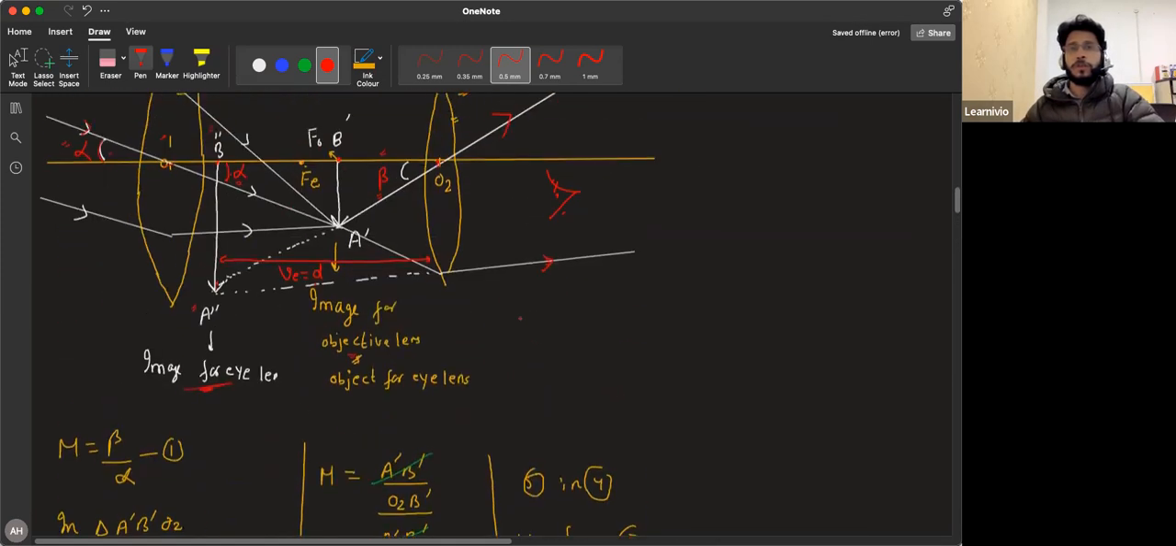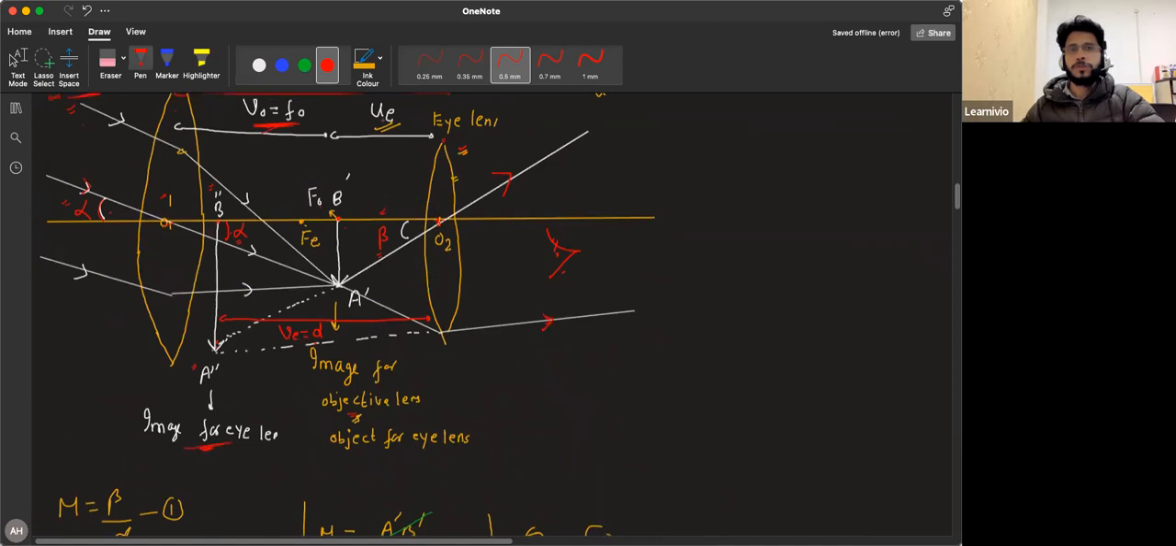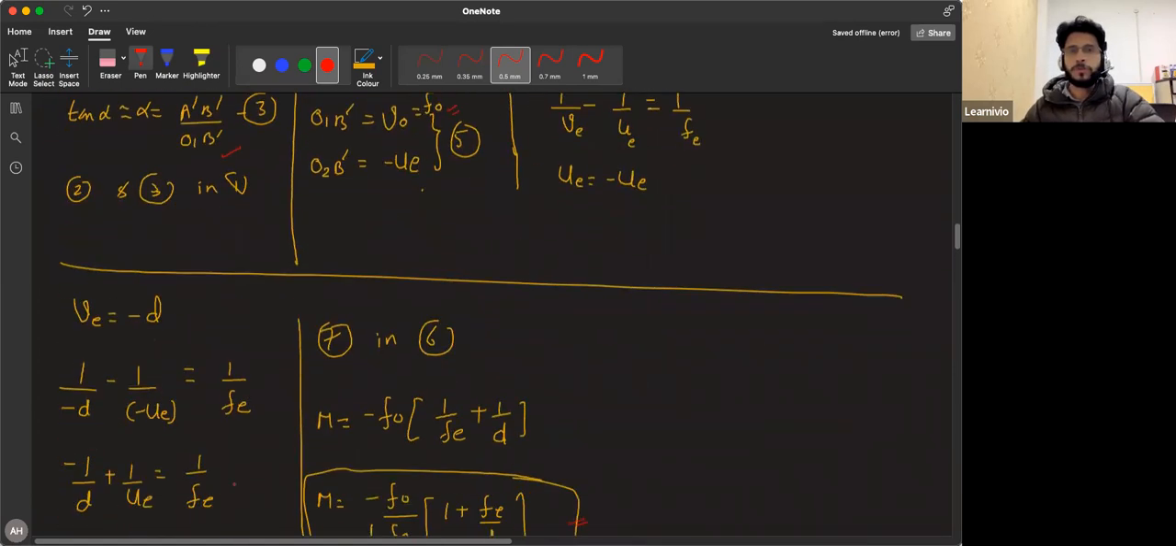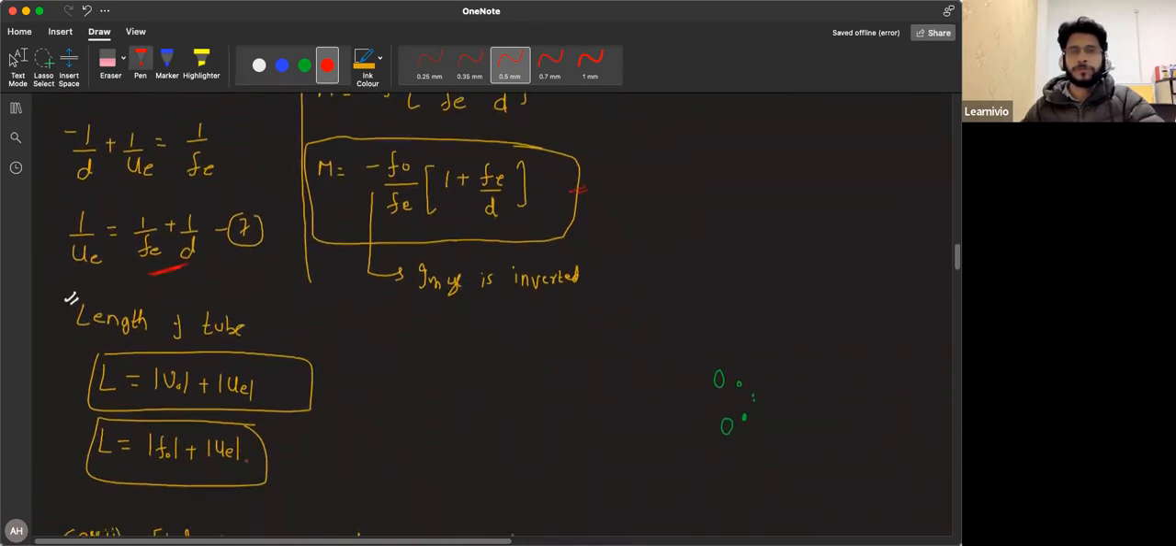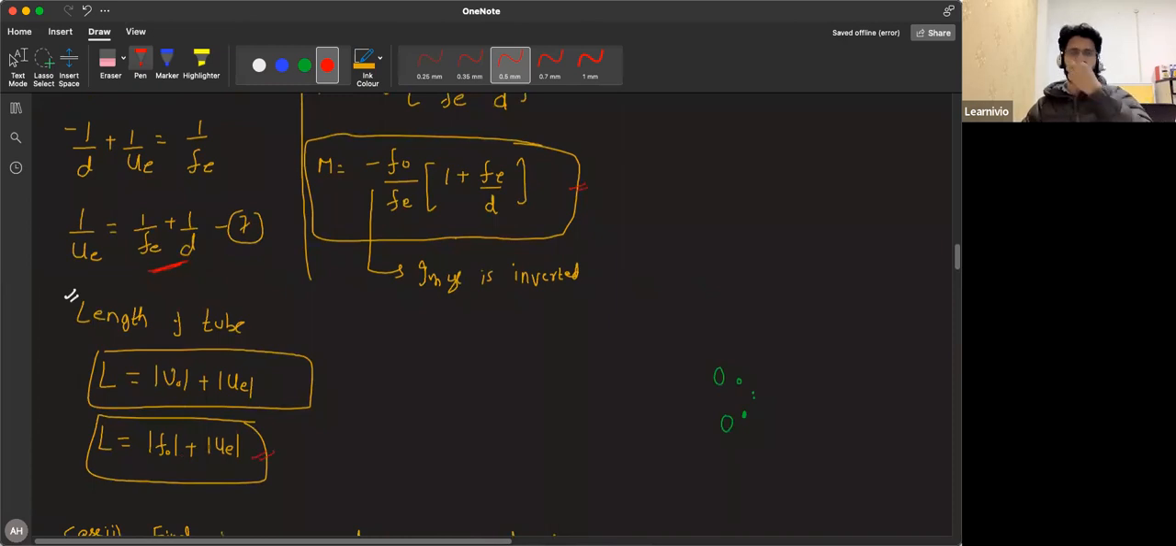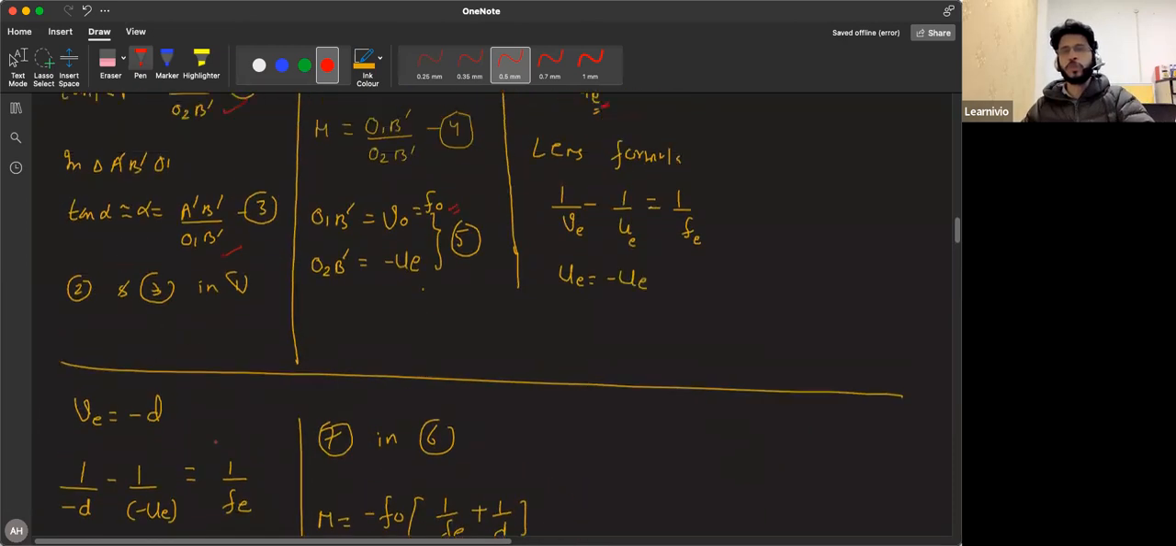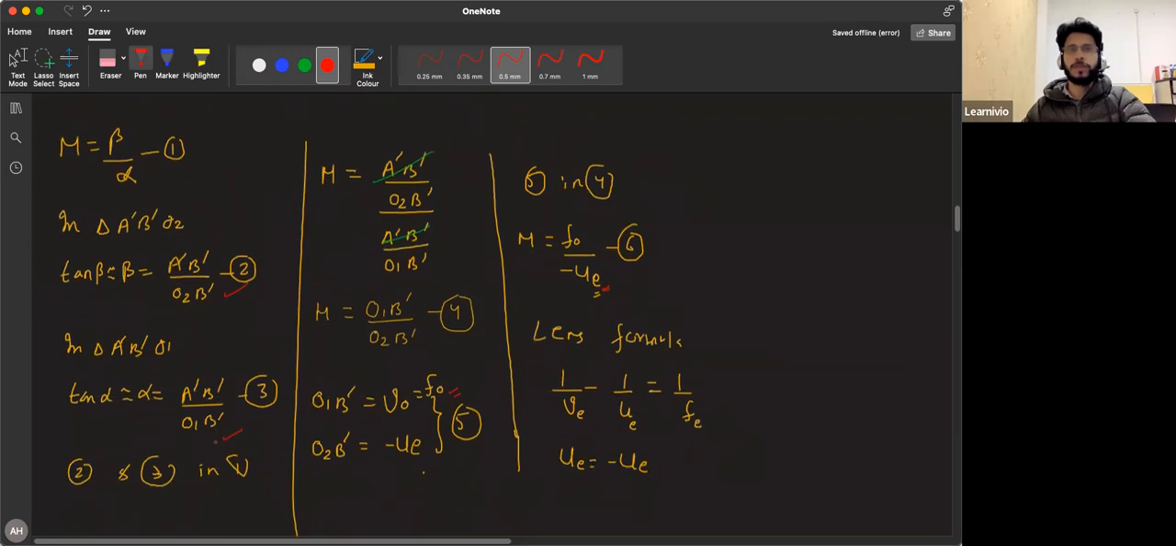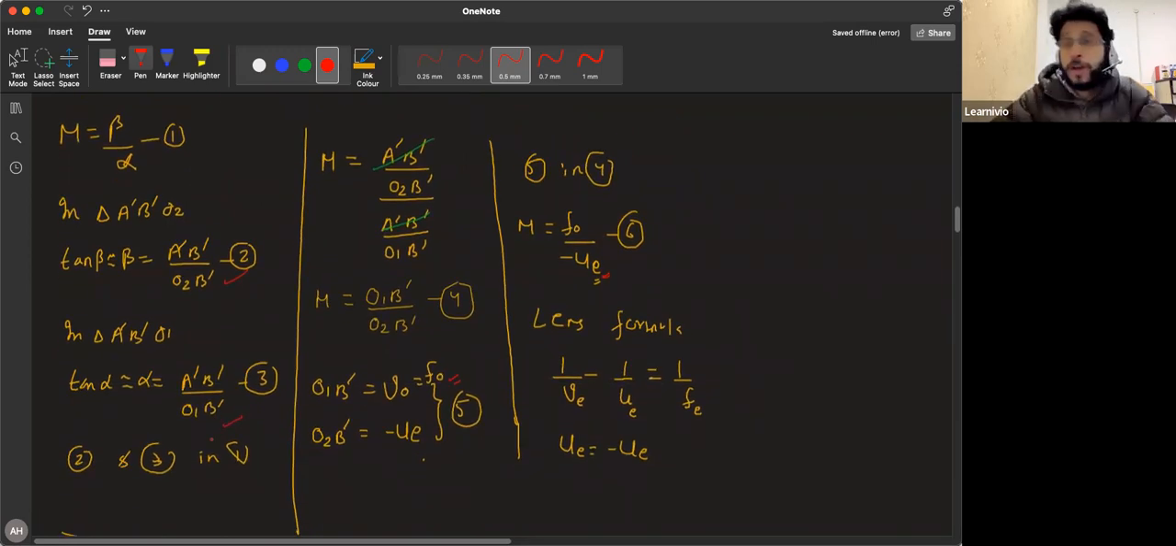And the length of the tube. Length of the tube is this plus this. It's mod of V naught plus mod of UE. That's V naught is equal to F naught. That's the length of it. Just please note it down. Note down the calculation. Then we'll do the last case when your final image is at infinity.